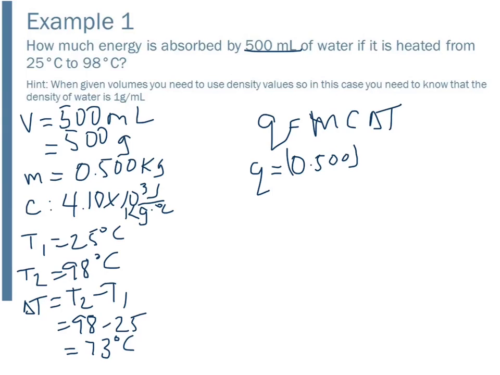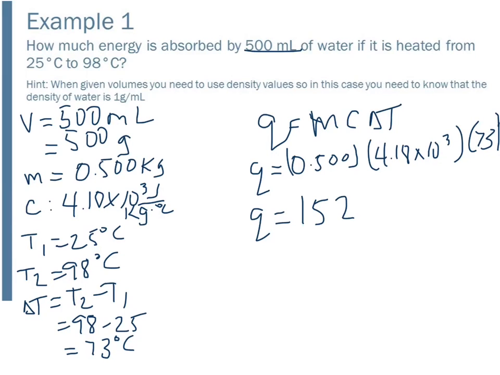I'm not going to put my units just because I'm going to run out of space if I do. You can show unit cancellations here, so it might be helpful for you to show those units and continue practicing solving those. So we get 152,570 joules. Your textbook is going to convert that to kilojoules, so we would divide it by 1,000.